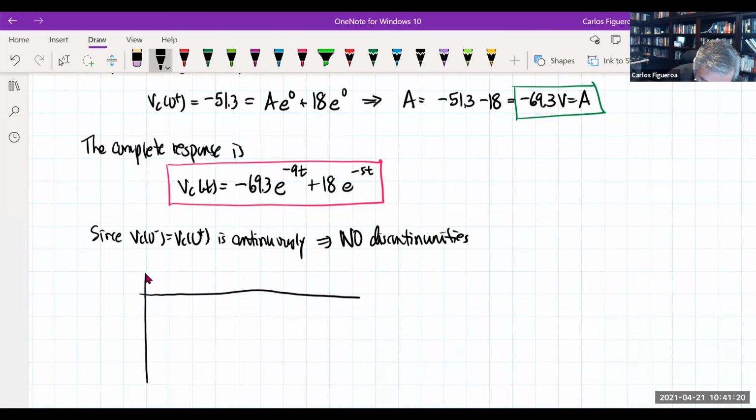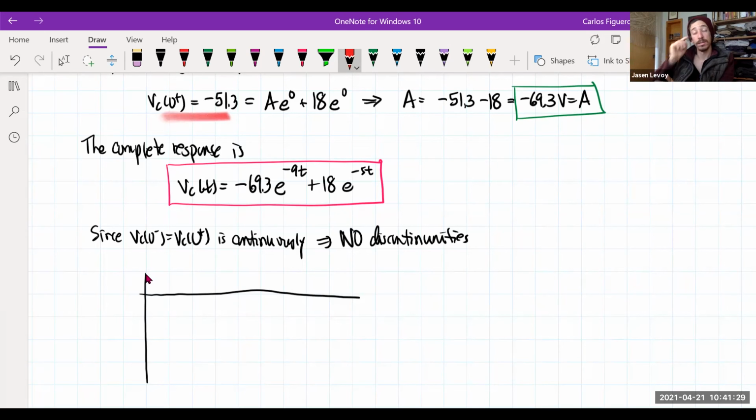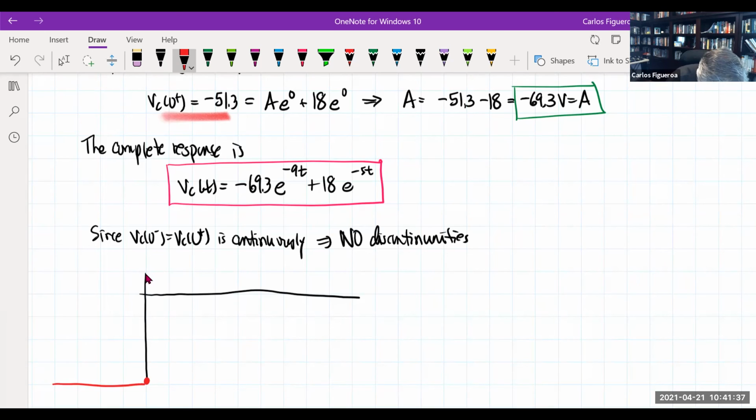Okay, so we already calculated, look at this. We got this guy right here. So we know where it starts. So we know that it's got to start right here. So it comes in, and VC of 0 minus has to be minus 51.3, oops, has to be 51.3 volts. Then it has to go to V infinity, and we already said that VC at infinity has to be 0.